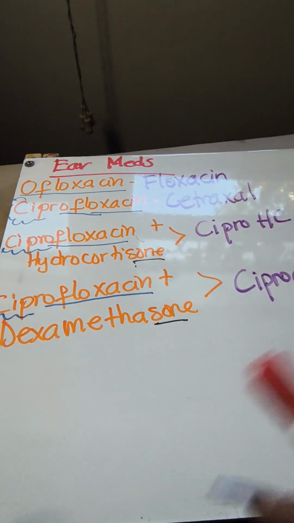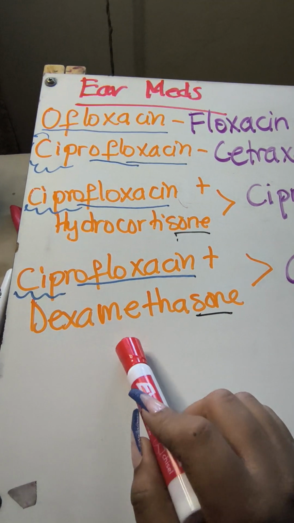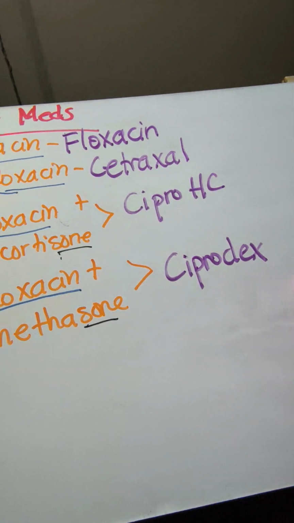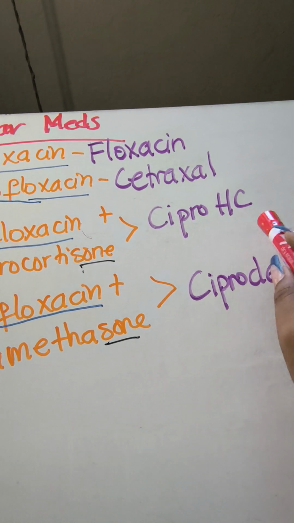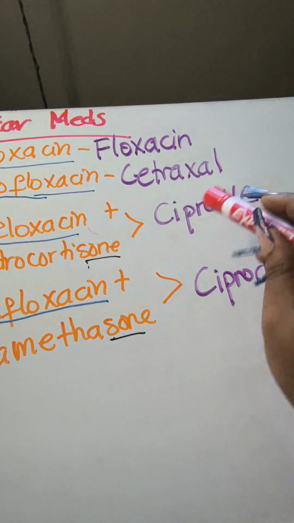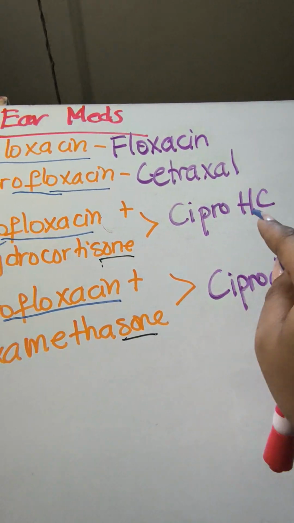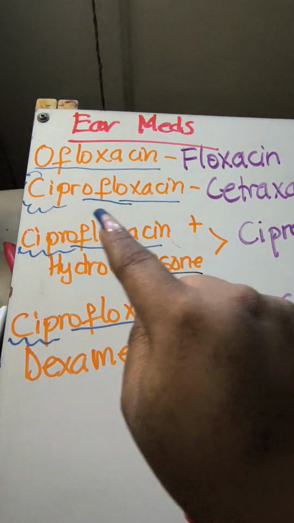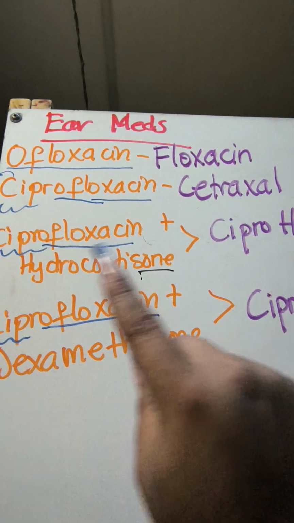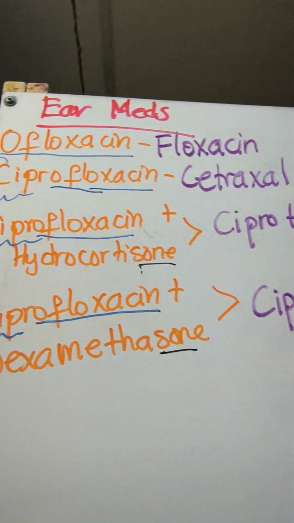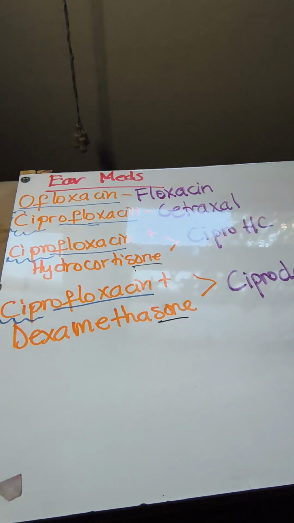I told you guys. It comes off very hard, but it's not. Okay, so let's go over them again. Dexamethasone, in addition to ciprofloxacin, gives me Ciprodex. Cipro-HC tells me that I've combined two medications. HC stands for hydrocortisone, and Cipro is ciprofloxacin. Cetraxone is ciprofloxacin by itself, and floxacin is ofloxacin if it is an ear medication.